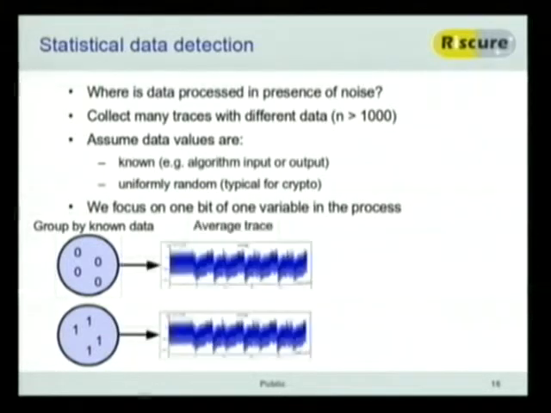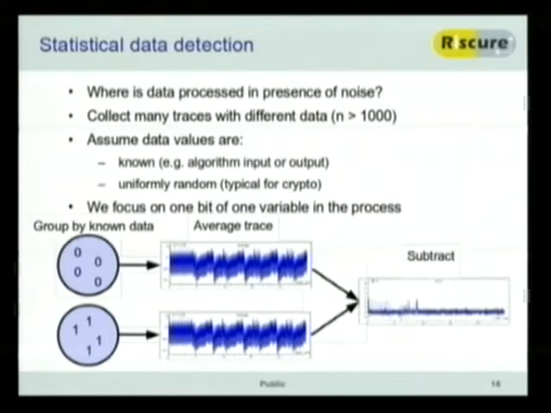Next, we take these big bins of traces and we average them, so we end up with 2 traces. The interesting thing is that the only statistically significant difference between these traces is the fact that these bits are different, because all the other bits that we send are uniformly random, so they're not correlated with this one bit that we're looking at. So the only statistical difference here is that one bit being processed.